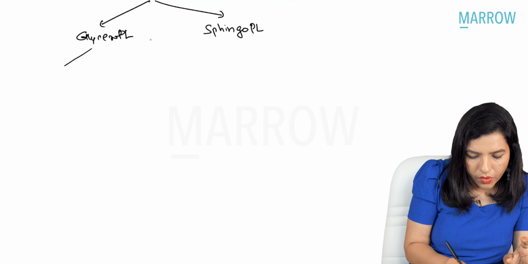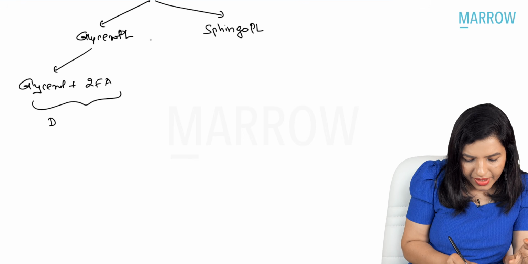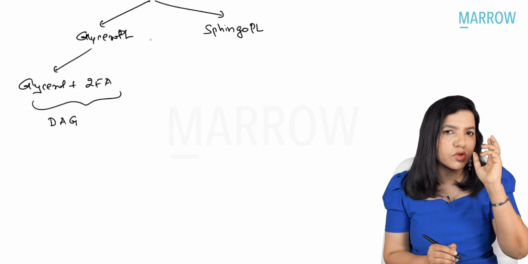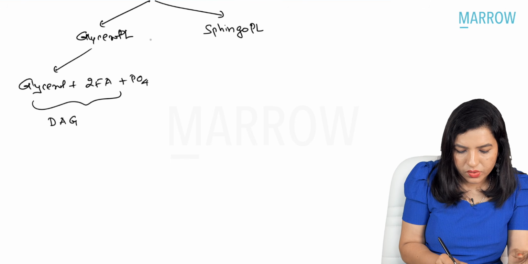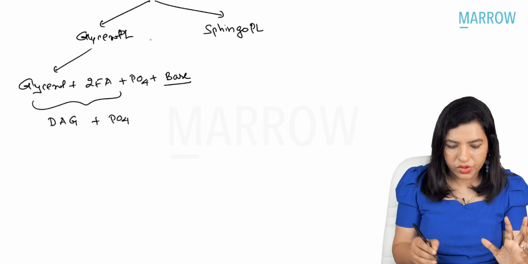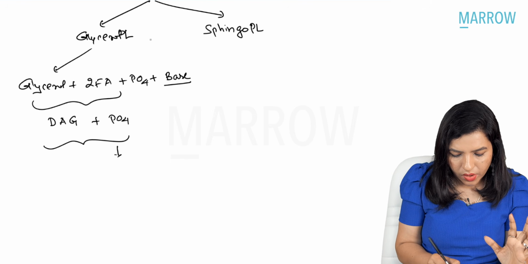Glycerophospholipid is made up of glycerol plus 2 fatty acids. Then we call it diacylglycerol. 3 fatty acids we call triacylglycerol. This is 2 acyl groups, so diacylglycerol plus a phosphate, plus a base. This base can be a nitrogenous base or a non-nitrogenous base. So this diacylglycerol plus phosphate we call phosphatidic acid.